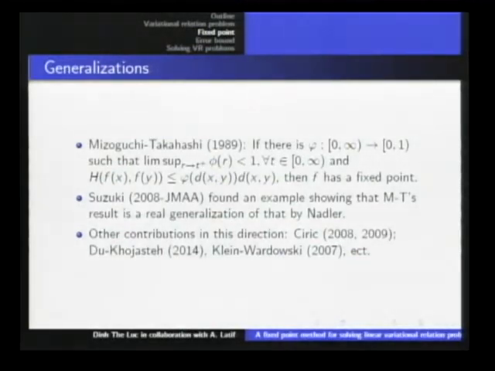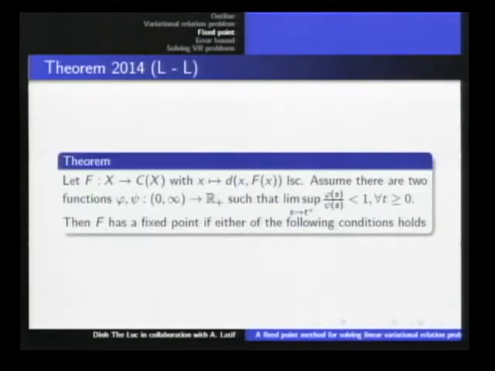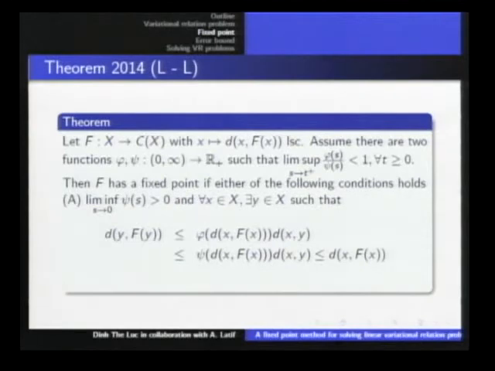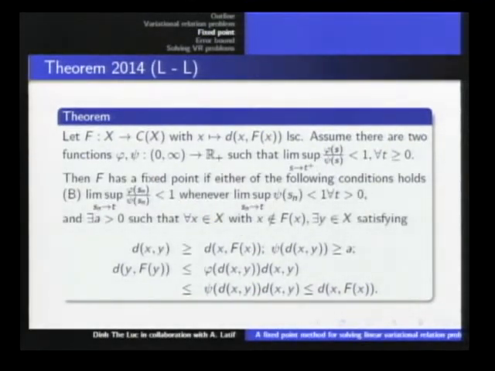Other contributions you can see, for example, by names especially known in the fixed point theory community: Ćirić, Łukaszewicz, Klim, Wardowski, and so on. Just recently, with my colleague from Jeddah, we gave a theorem using two functions, phi and xi, and if you have this kind of inequality condition, then you can get a fixed point also.